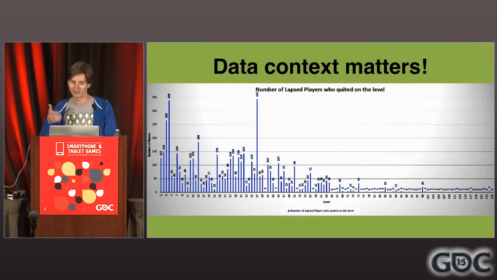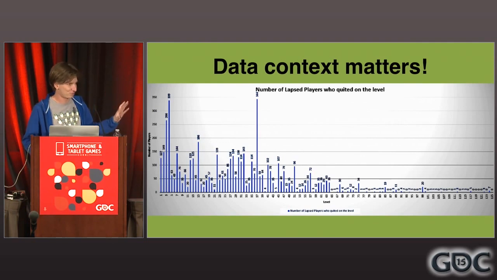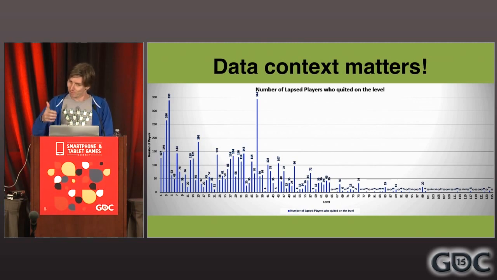Another simple one that we stumbled upon early was data context. This is a graph showing how many players were lapsing at each level. That might be a little bit hard to read up there, but you get the idea. How many people were quitting the game and never coming back, and what level were they up to? Now, this is useful, don't get me wrong. But the problem was at one stage, this started to get used as a measure of just how difficult the levels were. So you can see there's one big spike in the middle there, which is level 37. It's like, wow, level 37 is easily the hardest level in this game.